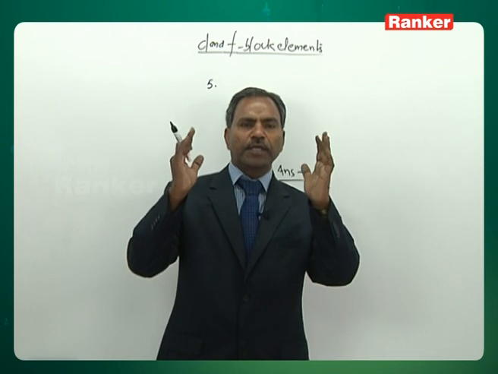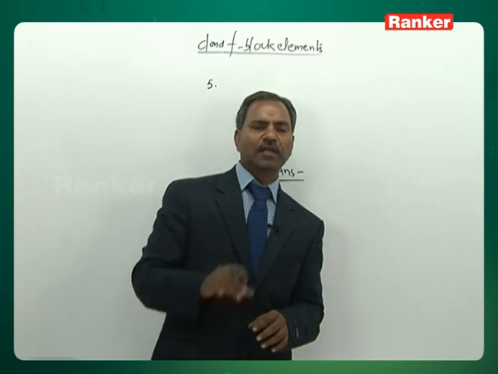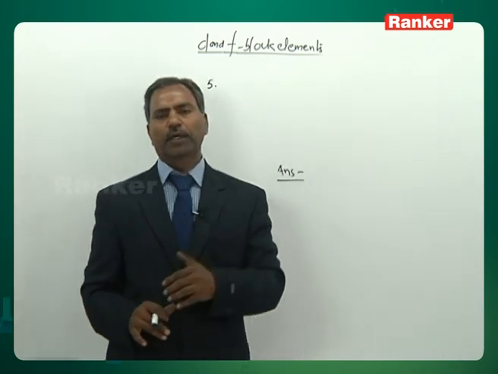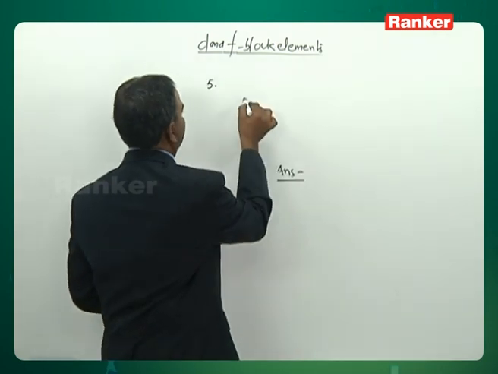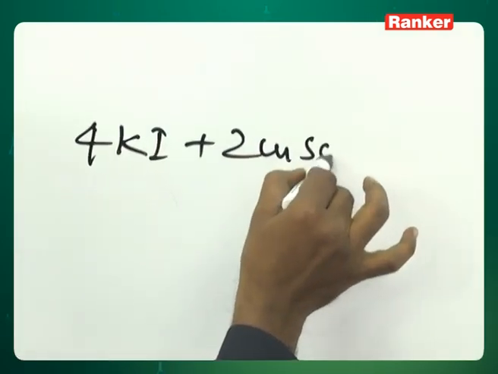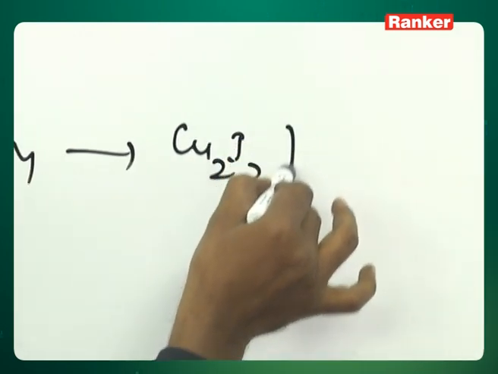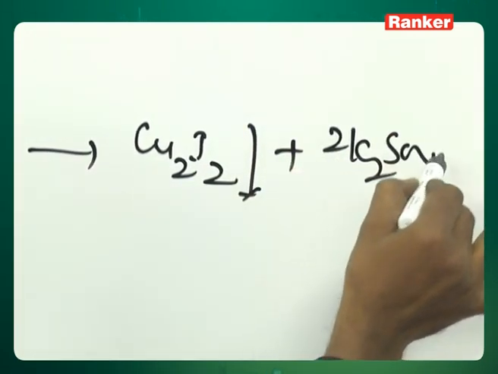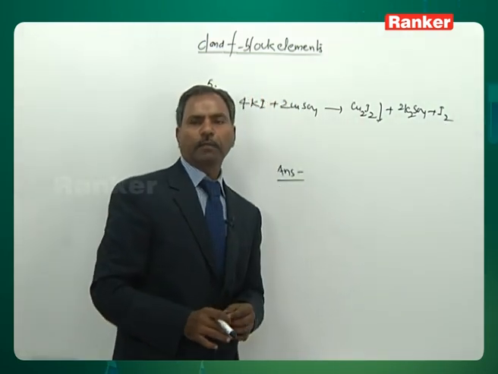This equation we generally come across in volumetric analysis, but it is related to d-block elements. Now, look at how KI reacts. Look at the board: 4KI reacts with 2CuSO4. Now you get Cu2I2, a precipitate, followed by 2K2SO4 plus I2. This is the reaction between potassium iodide and copper sulfate.